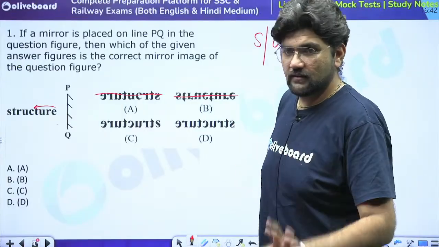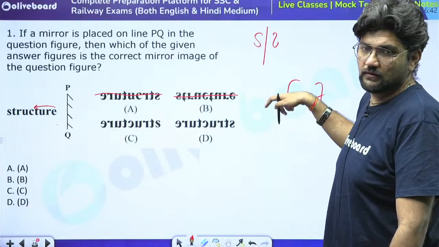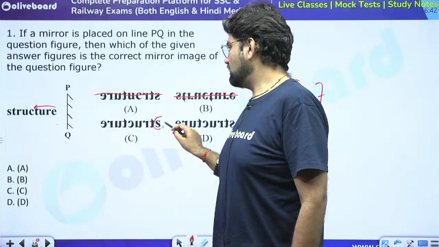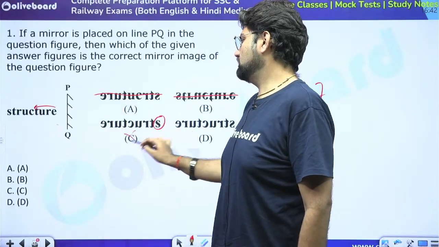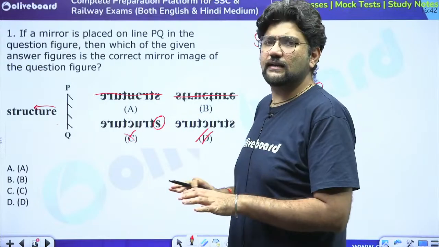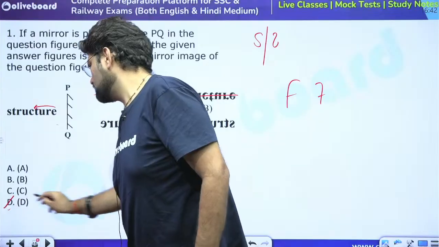Rest everything is fine. If I would have written F here and F like this, you would have easily read it, easily caught it. But for S, something happens. So despite this being very obvious, still they will fall into this pit. They will get the correct answer, just that they will delay it. So option D is the right answer.